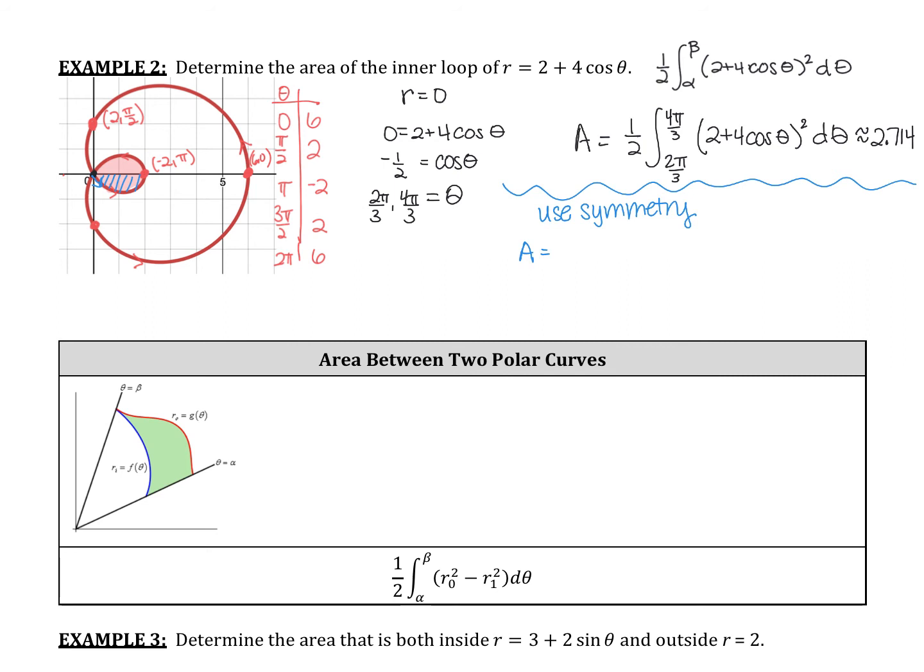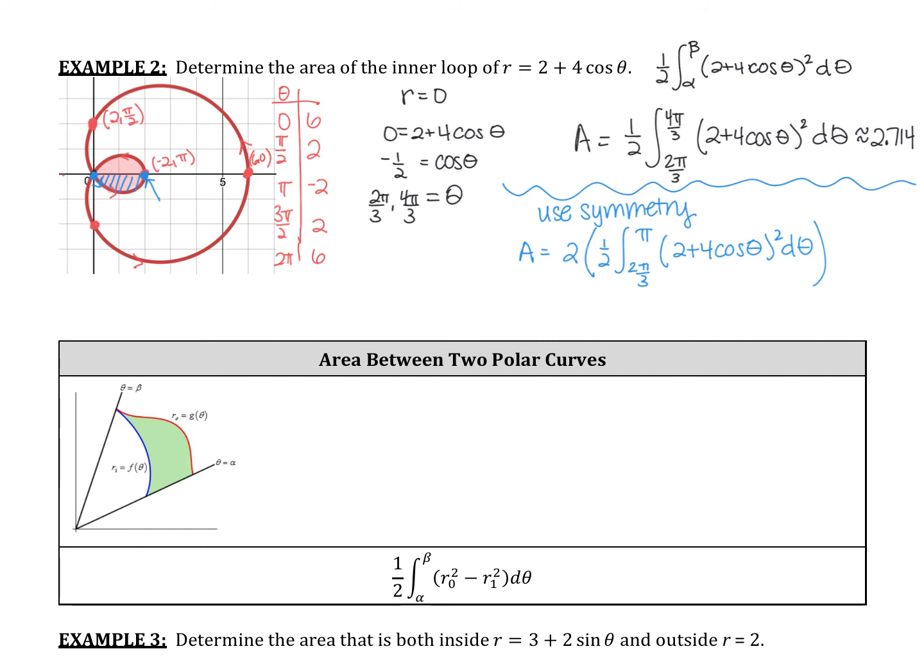Symmetry is a great way to find the area on some of these. I could write this as 2 times 1/2 times the integral from 2 pi over 3. I'm using 2 pi over 3 because that would be the first theta that it comes to right here. 2 pi over 3 to pi. We said this point right here was pi, of my (2 plus 4 cosine theta) squared d theta. If I substitute this into my calculator, you should see that we get the exact same answer. So using symmetry can be a great way to find the area enclosed by a curve.